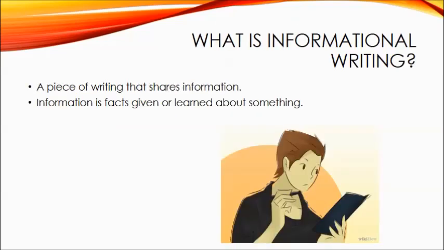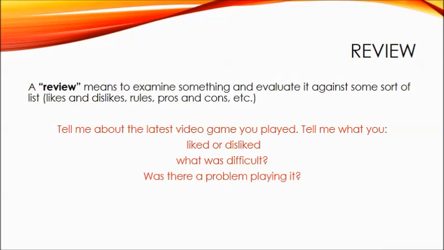So what is informational writing? Well, information is facts and details given or learned about someone or something. And the key word here is facts, or actual occurrences, things that happen, or your observations, meaning things that you saw. The word review means to examine something and evaluate it against some sort of list that you created. You know, a list like your likes or dislikes, or rules, or pros and cons.